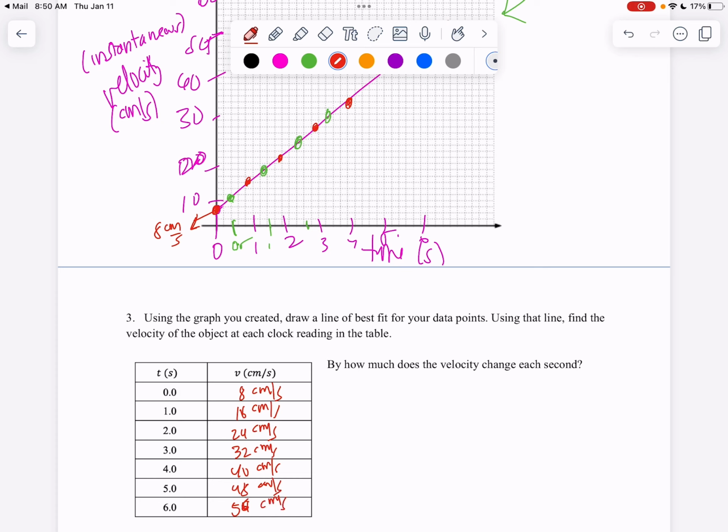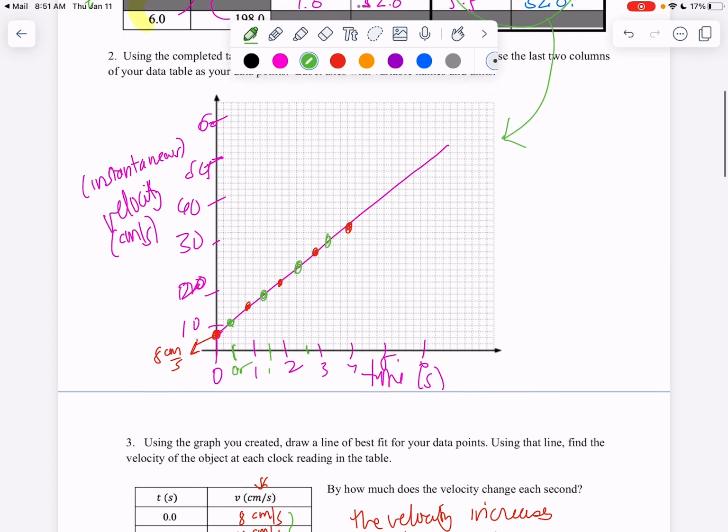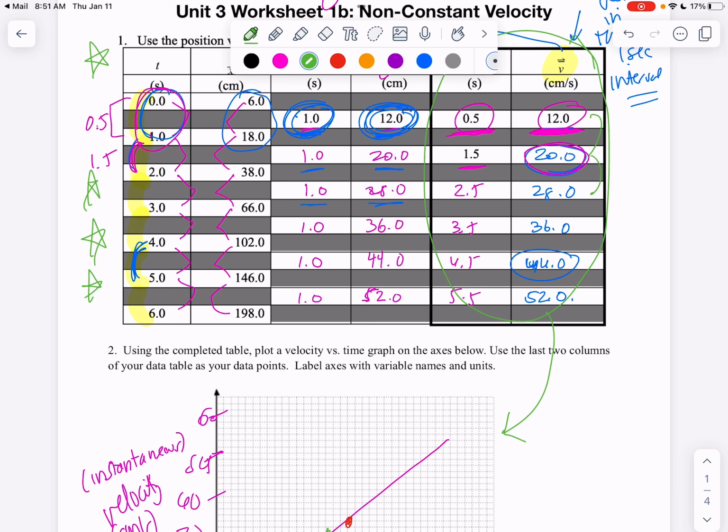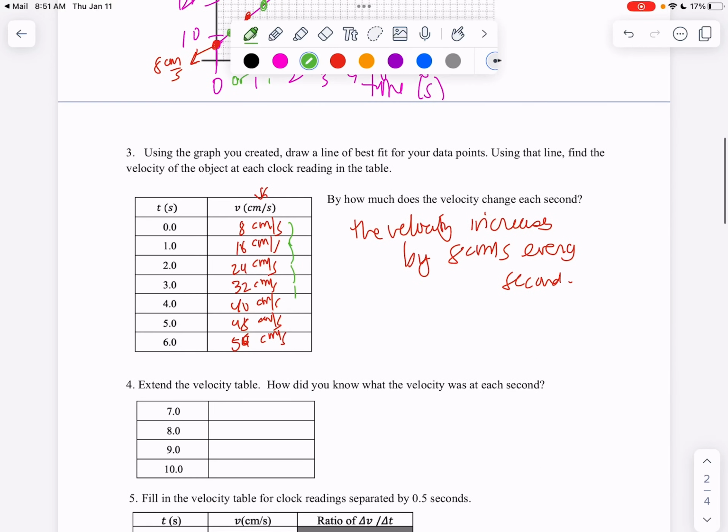Oh, I don't even have to write centimeters per second because it's right there, okay? So from this table or the one above, the velocity increases by 8 centimeters per second every second, okay? So you can see this table jumps by 8. This table here also jumps by 8s, right? Because this is still a 1 second interval, even though it's going half to half, it's still a 1 second interval, okay? All right, so this velocity is increasing 8 centimeters per second every second.